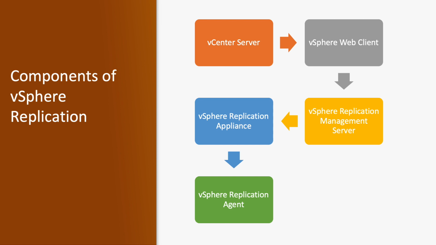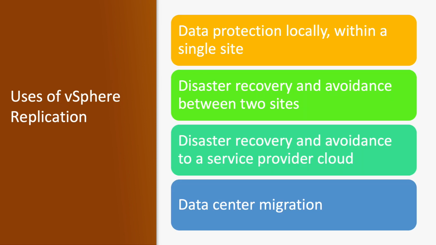Components of vSphere Replication. So there are 5 components. One is vCenter Server, vSphere Client, vSphere Replication Management Server, vSphere Replication Appliance, and vSphere Replication Agent.